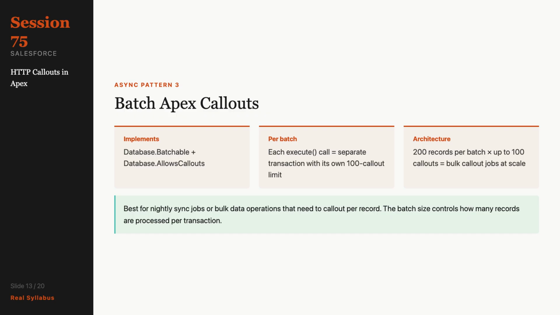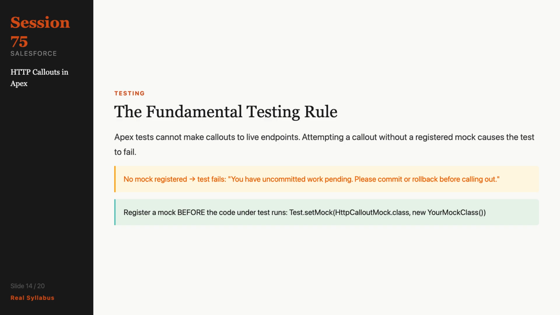Testing callouts. The fundamental rule is that Apex tests cannot make callouts to live endpoints. If a test attempts a callout without a registered mock, the test fails with the error, "You have uncommitted work pending." Register a mock before the test runs with Test.setMock(HttpCalloutMock.class, new YourMockClass()).